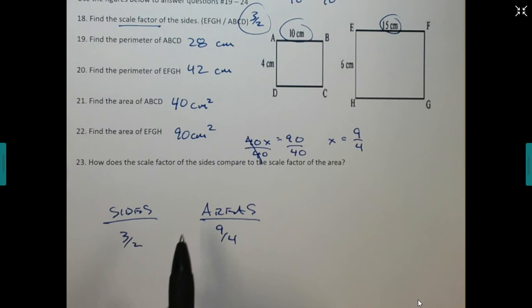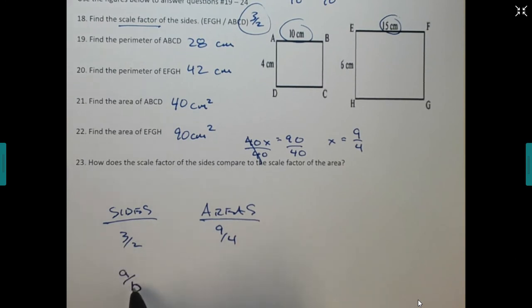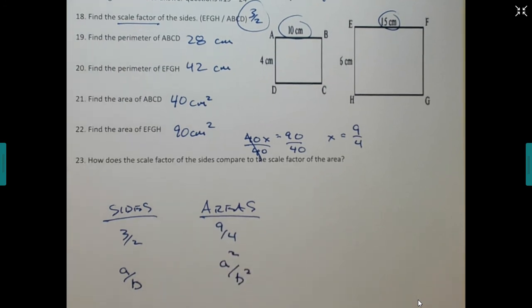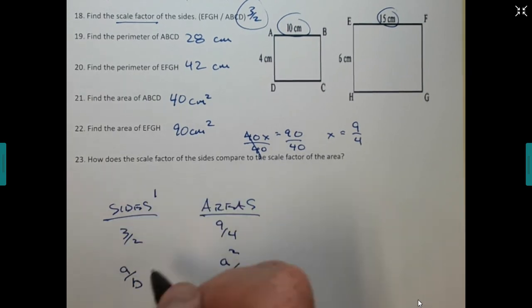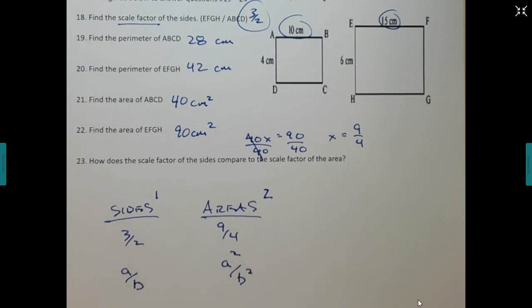The relationship between these two numbers. If this is a over b, you might be able to see that this happens to just be a squared over b squared, which should make sense. Sides are a one-dimensional concept and areas are two-dimensional or a squared idea.